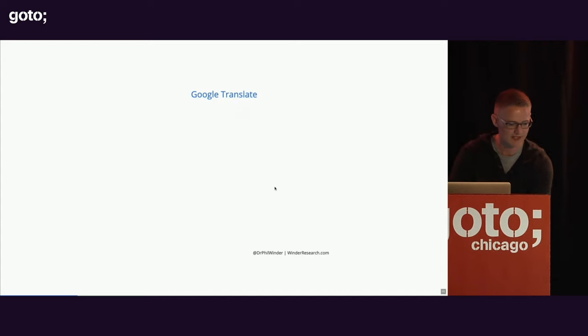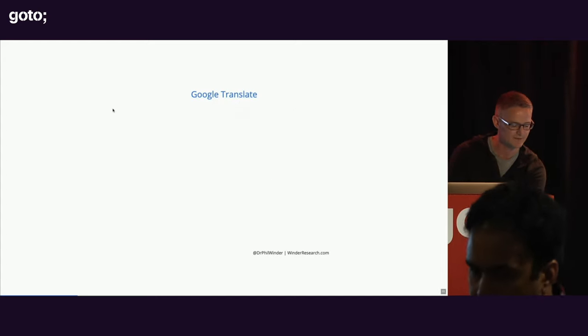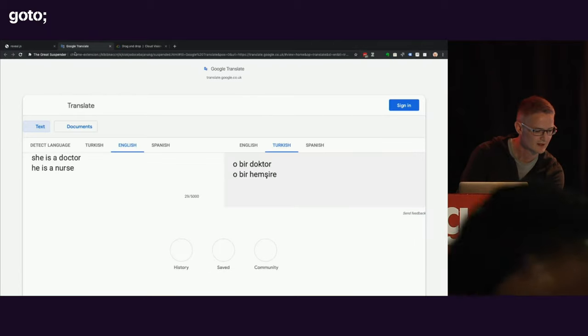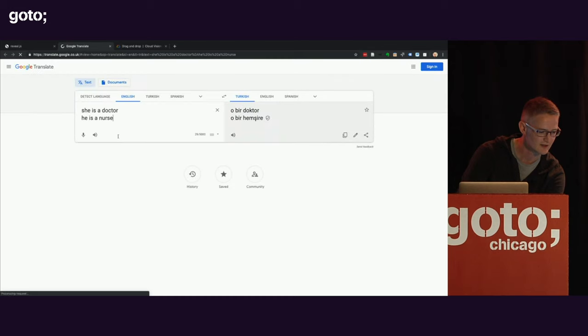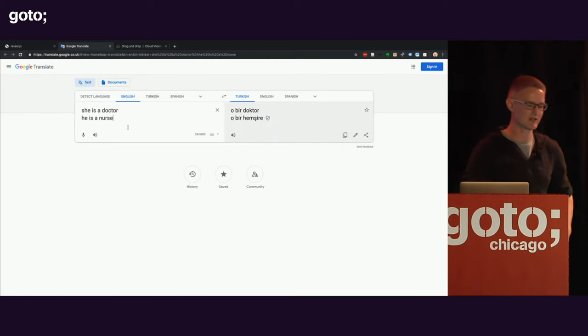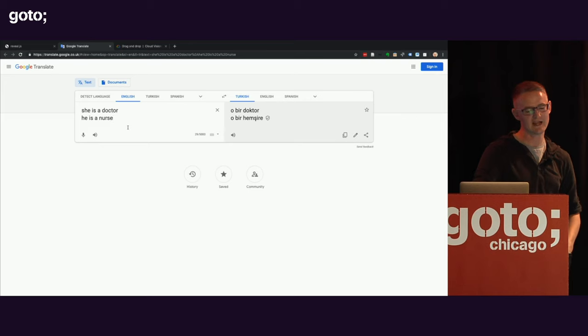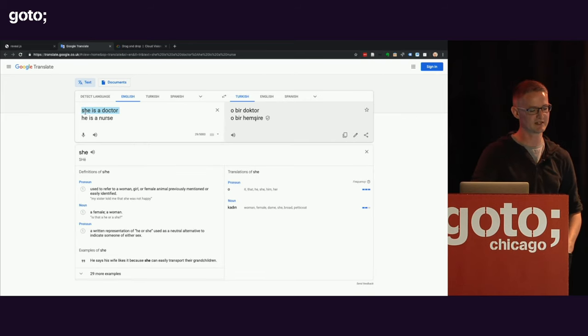Okay, so let's have a look at a little bit more of a practical example. We've got Google Translate here. I want to translate, she is a doctor and he is a nurse. So I'm stressing the emphasis on the pronoun here. She's a doctor and he's a nurse. And translate it into Turkish.